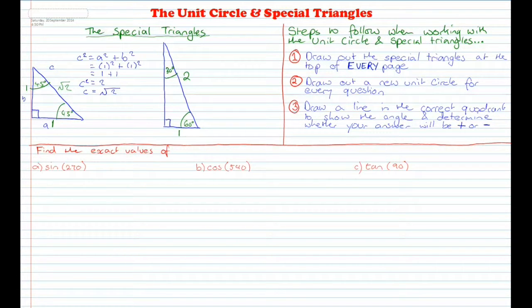Now, because I know that that's 1, that's 2, well what's that going to be? Well, once again we'll use Pythagoras' theorem to figure it out. So you're going to get C squared is equal to A squared plus B squared. And of course this is going to be our C, this is going to be our A, and this is going to be our B.